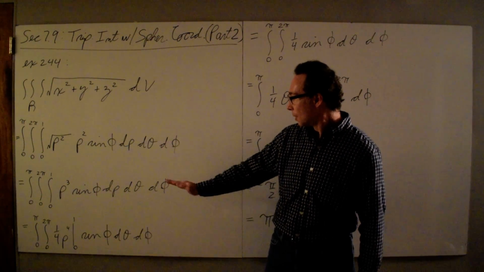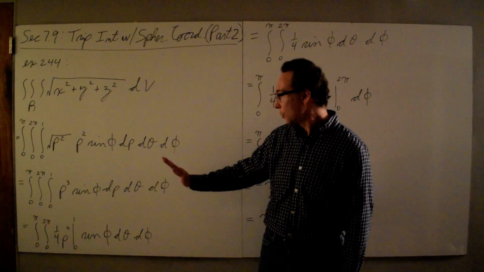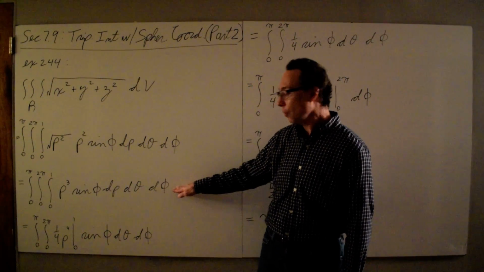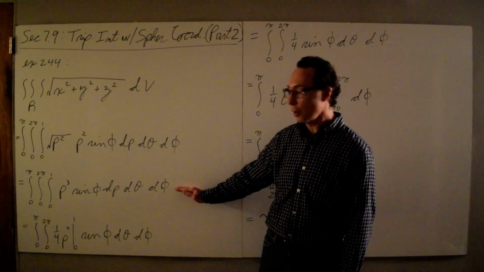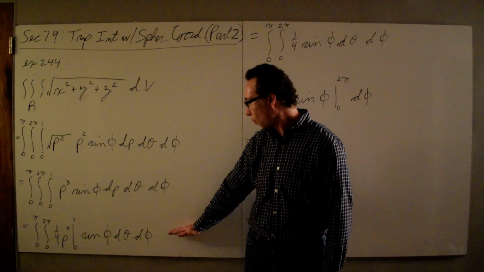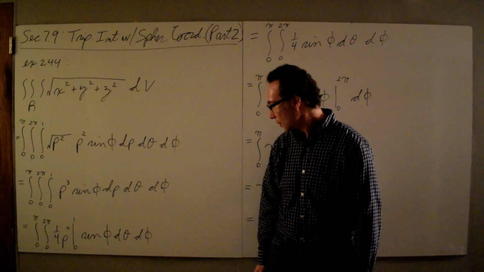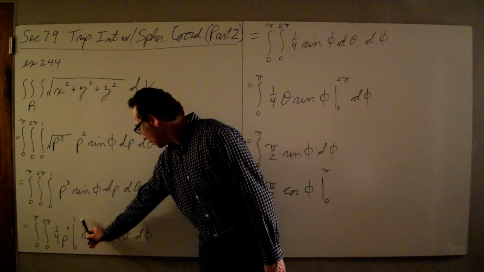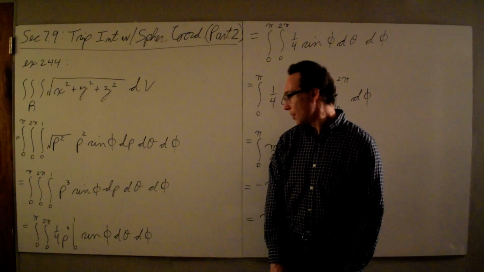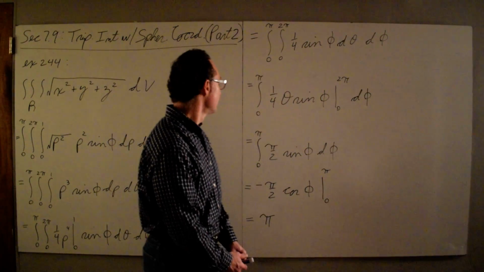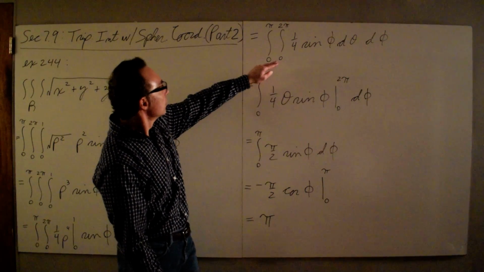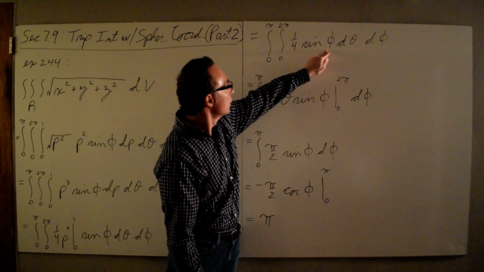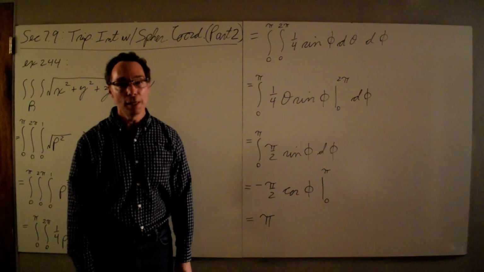Simplify it. Find an antiderivative with respect to rho. That's not so difficult. We just pretend that theta and phi are constants. So we have 1/4 rho to the 4th. Substitute 1, substitute 0, subtract. So we have 1/4 sine phi, d theta, d phi.